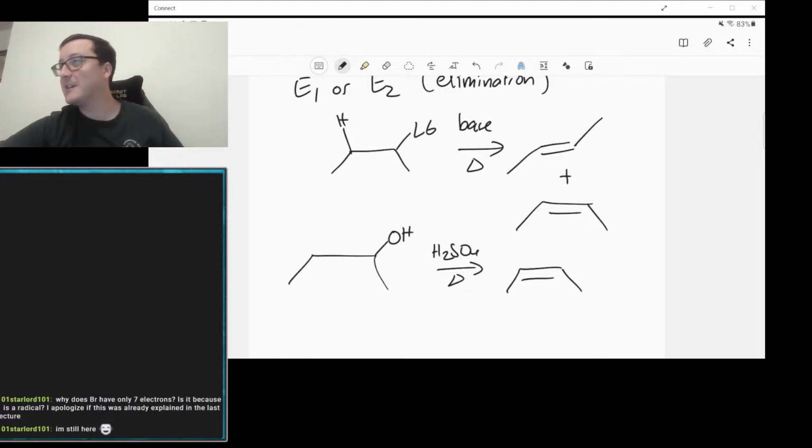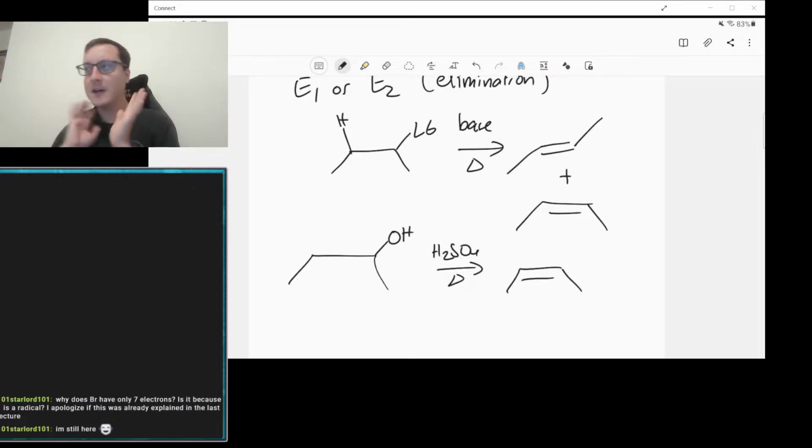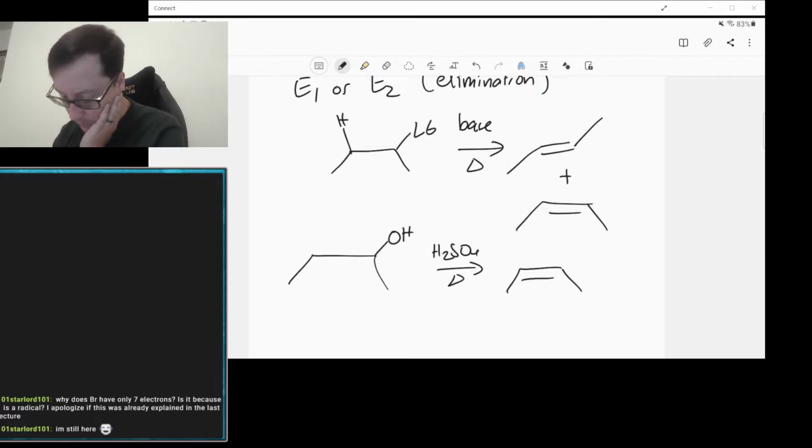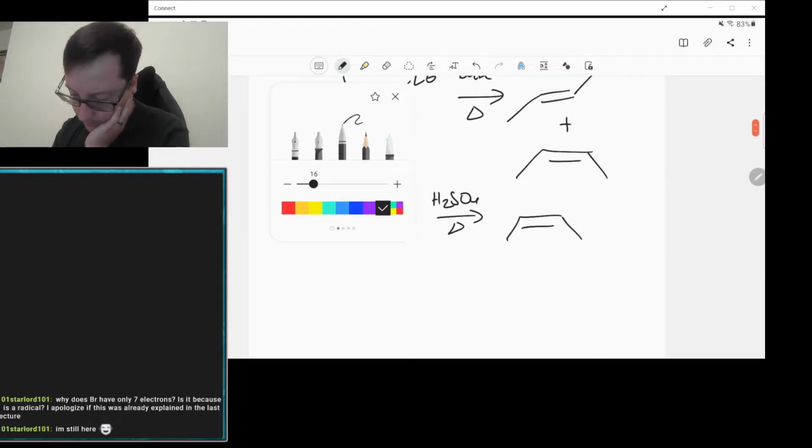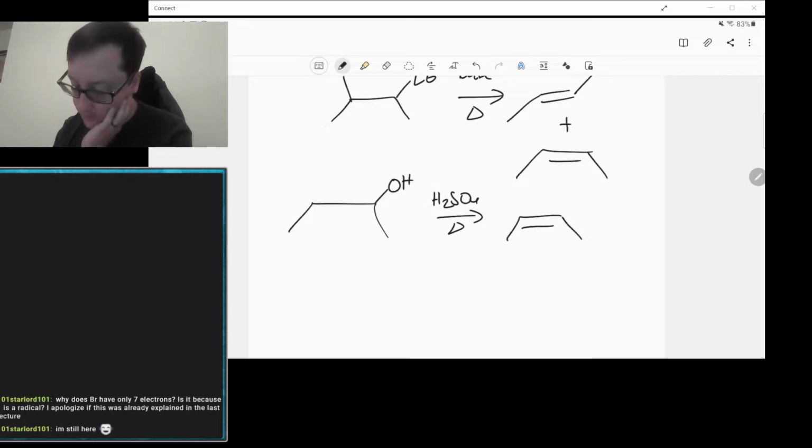Cool. Jackson's still here. So, did we cover this last part here where we dehydrate an alcohol to make an alkene? If we didn't, okay, I'll just go through it because I don't remember if we did or not. So let's take a look at the mechanism.